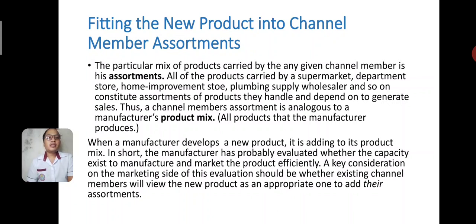Thus, a channel member's assortment is analogous to a manufacturer's product mix, all products that the manufacturer produces. When a manufacturer develops a new product, it is adding to its product mix. In short, the manufacturer has probably evaluated whether the capacity exists to manufacture and market the product efficiently. A key consideration on the marketing side of this evaluation should be whether existing channel members will view the new product as an appropriate one to add to their assortments.